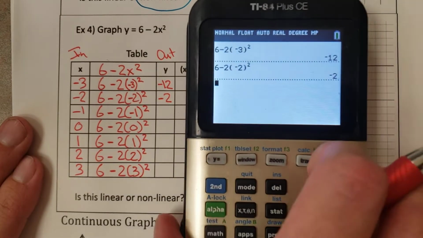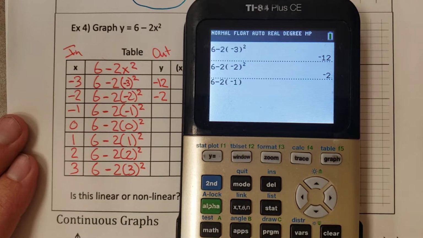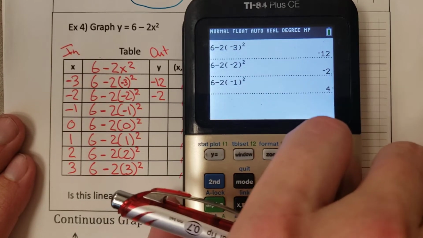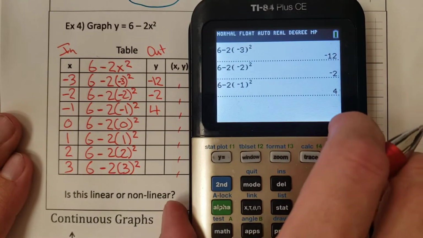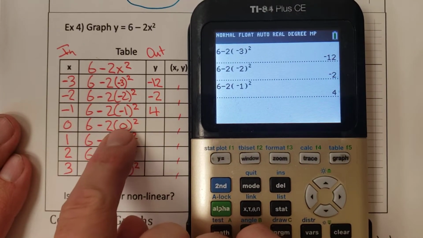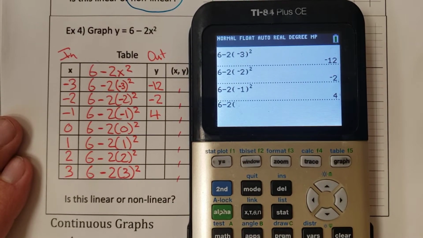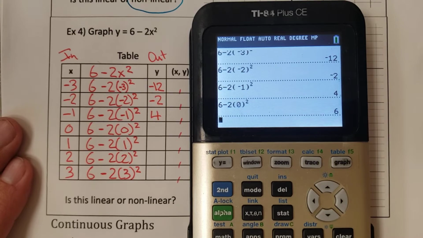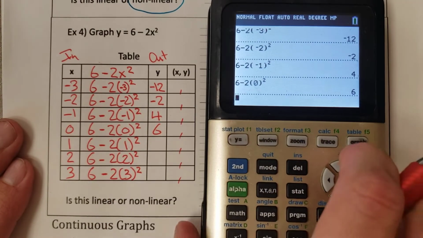All right. 6 minus 2, bracket, -1, close the bracket, square it. +4. Mental math, I can do this one. 0 squared is 0. -2 times 0 is 0. I'm guessing this is going to be a 6, but let's double check. It's always good to double check. Weird. 6. All right, cool. All right, 3 more to go.